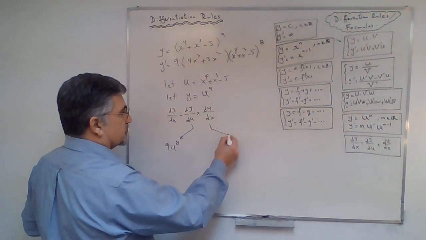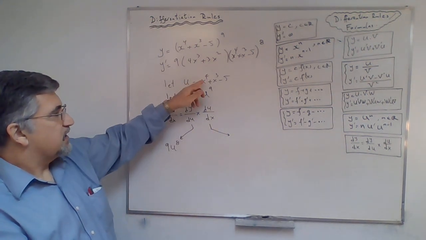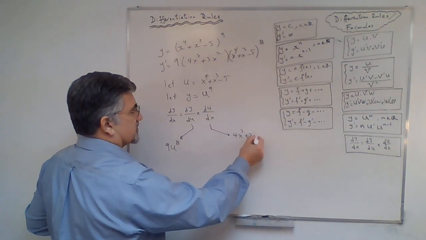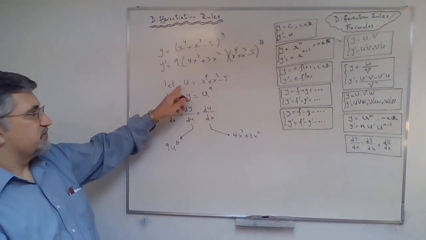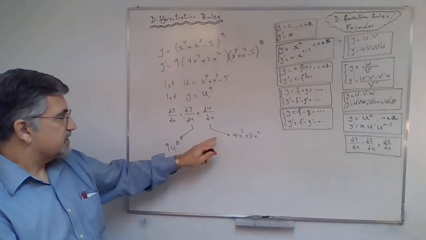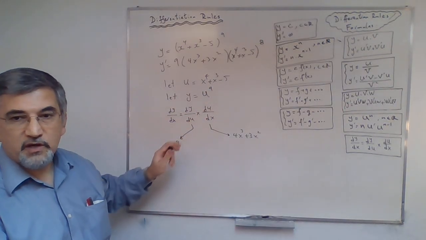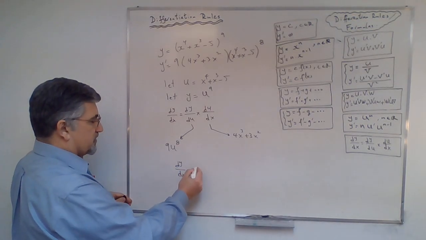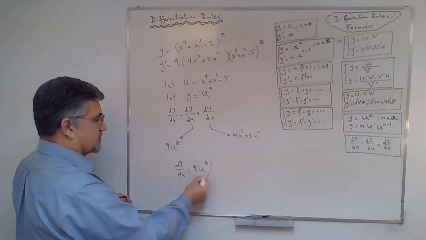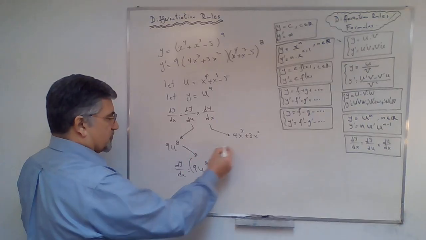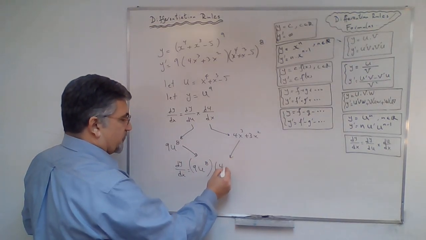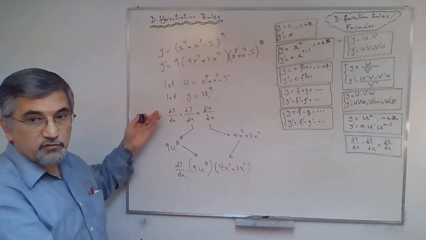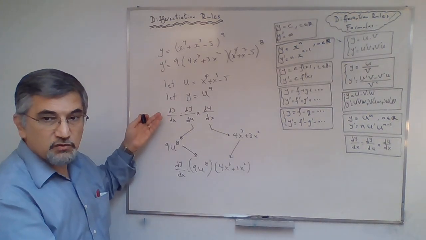And what is the derivative of u with respect to x? It's going to be 4x cubed plus 3x squared. That's the derivative of u with respect to x. And according to the chain rule, we just need to multiply these two. Therefore, I'm going to say dy over dx is equal to 9u to the 8, and then times 4x cubed plus 3x squared. That is following the chain rule in Leibniz notation.